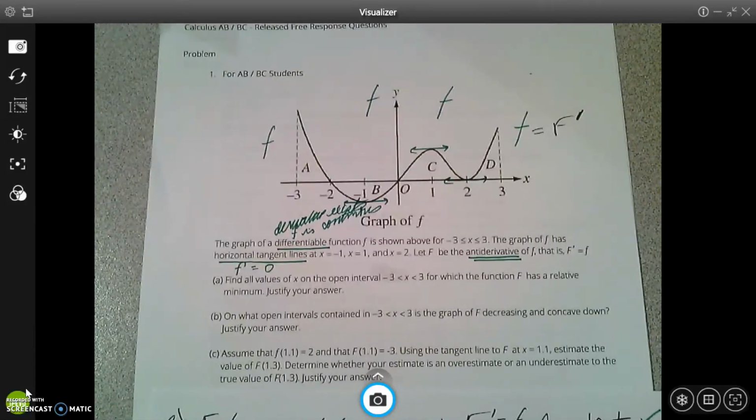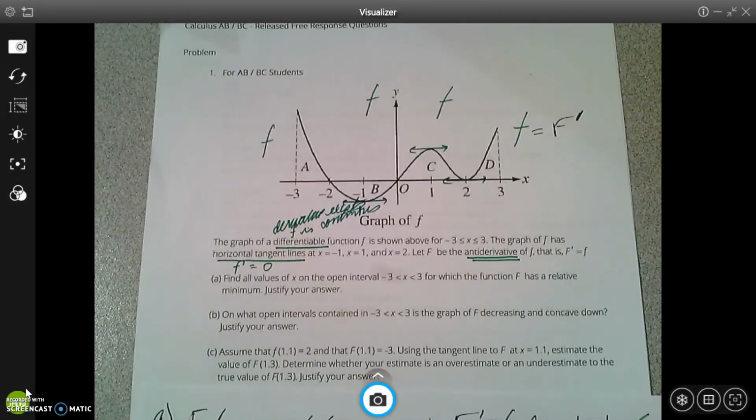Part C. This is a doozy. I want to read this one twice. Assume that little f of 1.1 is equal to 2, and that big F of 1.1 is equal to -3. Use the tangent line to big F at x equals 1.1 to estimate the value of big F of 1.3, then determine whether your estimate is an overestimate or an underestimate to the true value of big F of 1.3.